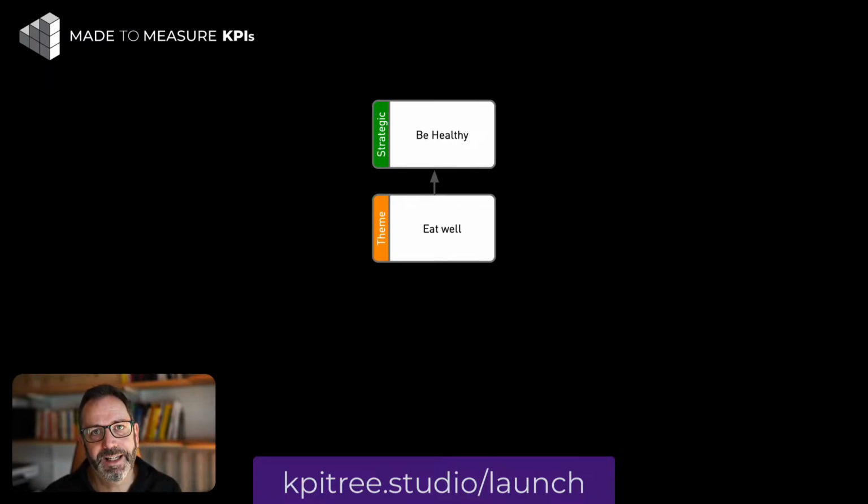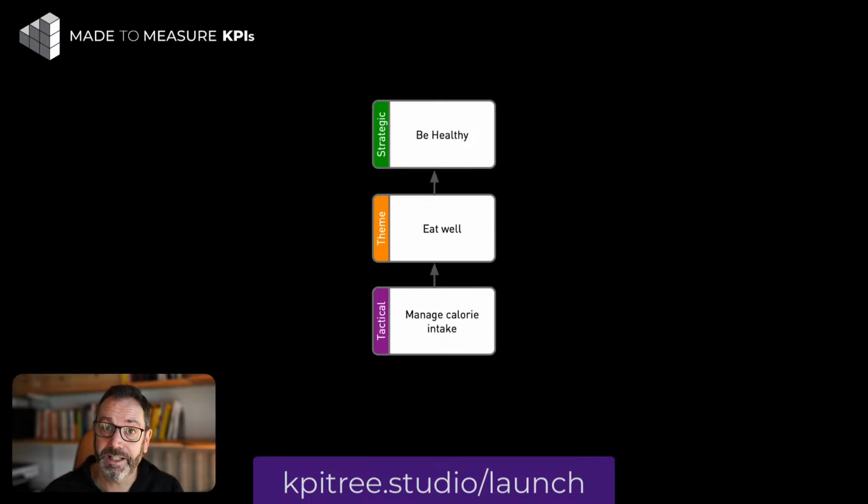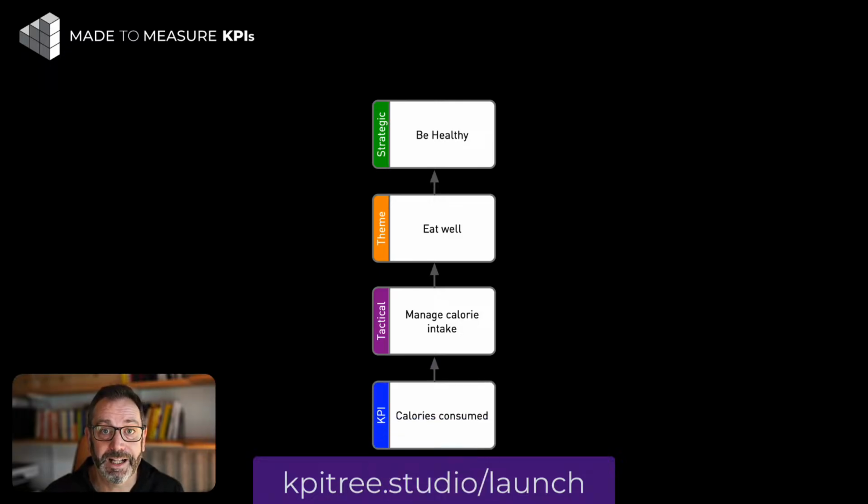However, eating well, again, is not something we can put a single number on. So we need to break it down a bit further. So it might be getting the right amount of vitamins and minerals. It might be eating a balance of fat, carbohydrate, and protein. And it will almost certainly involve managing calorie intake, making sure that we take on board the right amount of energy, not too much, not too little. Now, having got to this point, it then becomes really clear what we need to measure. So one of the KPIs for that would be calories consumed.